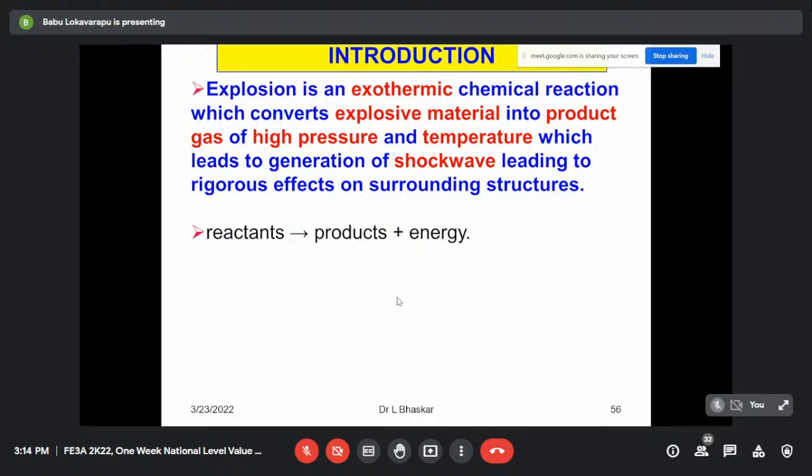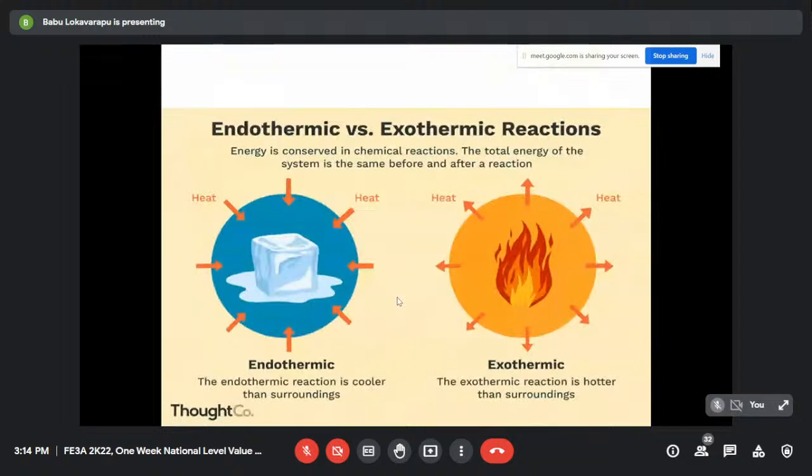Basically, explosions are of two types: endothermic and exothermic. In endothermic, the explosion is cooler than the surroundings. The second one is exothermic, which is hotter than the surroundings. We are talking about the second one, exothermic.